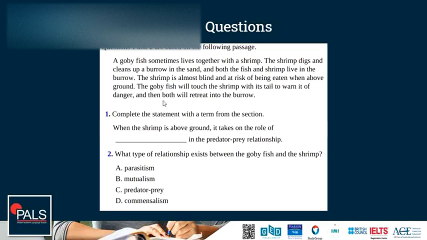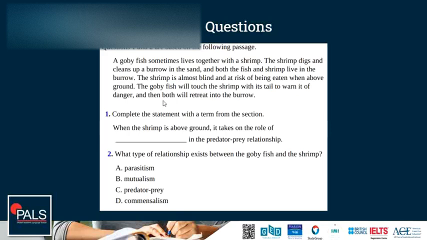A goby fish sometimes lives together with a shrimp. The shrimp digs and cleans up a burrow in the sand, and both the fish and the shrimp live in the burrow. The shrimp is almost blind and at risk of being eaten when above ground. The goby fish will touch the shrimp with its tail to warn it of danger, and then both will retreat into the burrow.